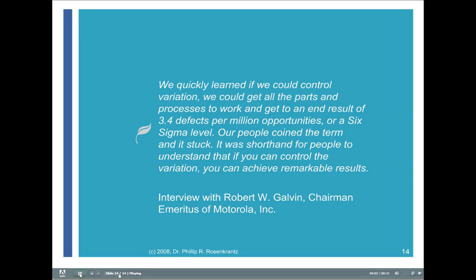Let's end with this quote from Robert Galvin, former chairman of Motorola. He said, "We quickly learned if we could control variation, we could get all the parts and processes to work and get to an end result of 3.4 defects per million opportunities, or a Six Sigma level. Our people coined the term and it stuck. It was shorthand for people to understand that if you can control the variation, you can achieve remarkable results."